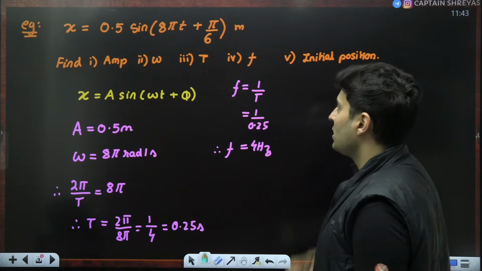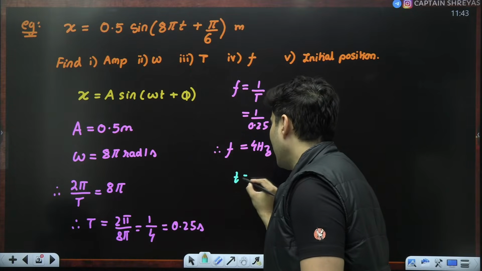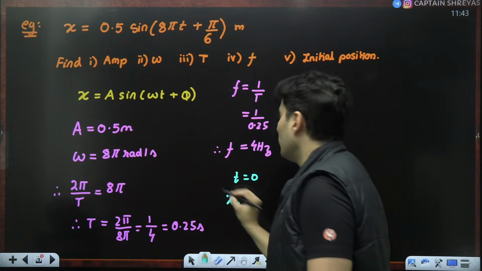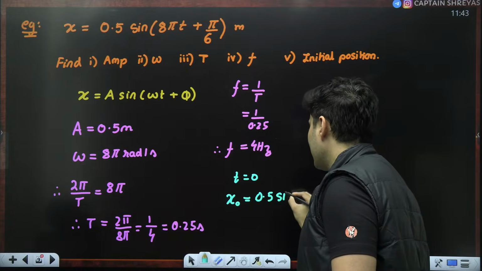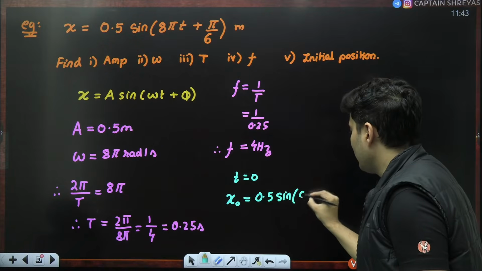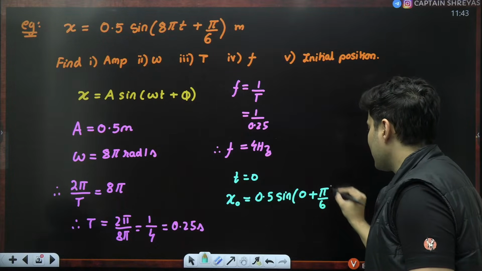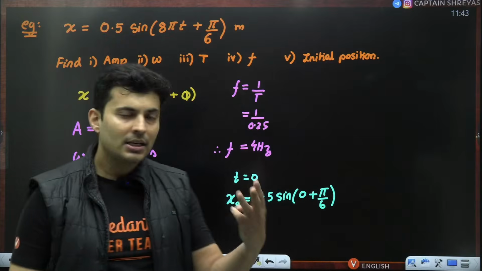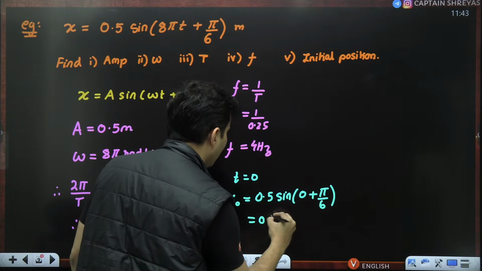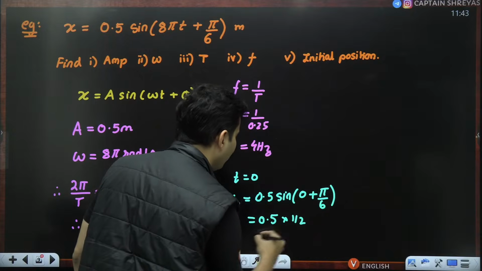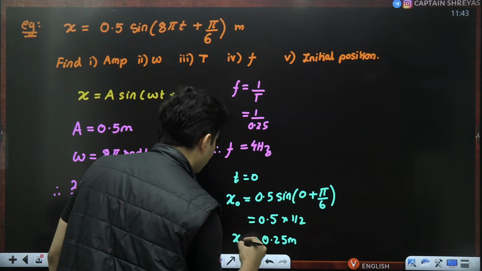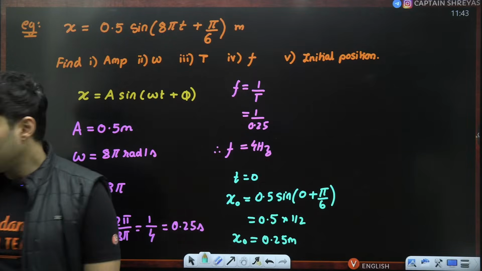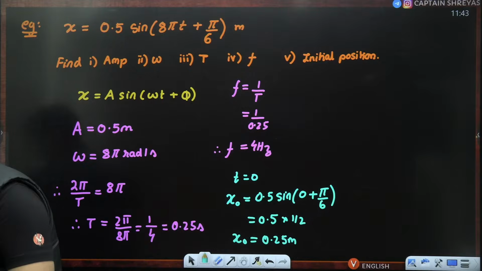See, the moment the word initial is used, that means time is 0. So when time is 0, the value of x will be 0.5 sine (omega into t, time itself is 0, plus pi by 6). Pi by 6 means 30 degrees. Sine 30 is nothing but half. So half into half is 1/4. So it will be 0.25 meters. So that is the initial position. Is that clear, everyone? Understood how to solve and get the answers to this question?